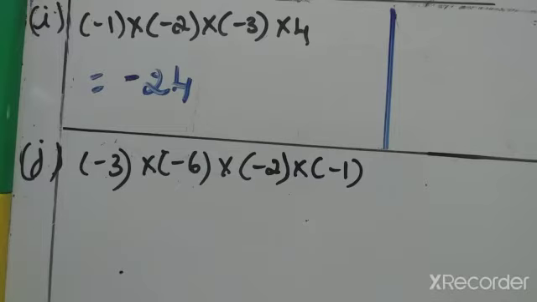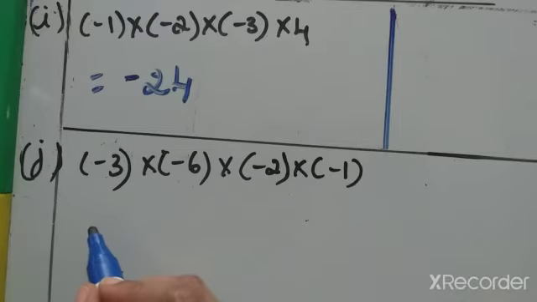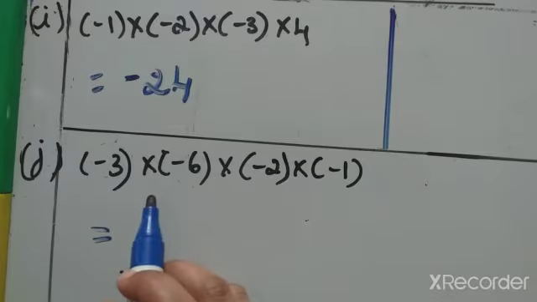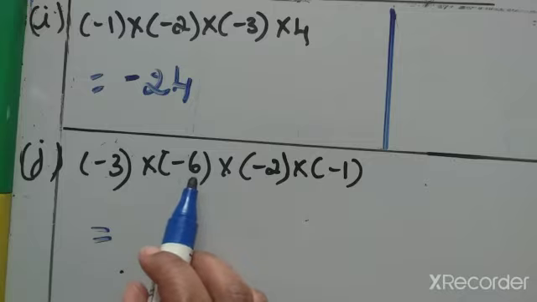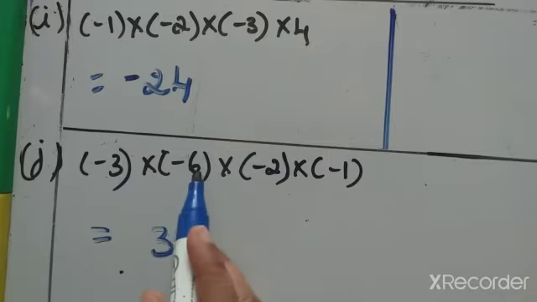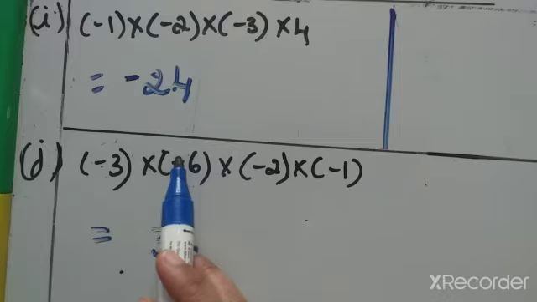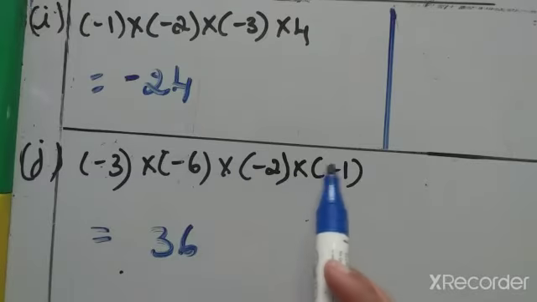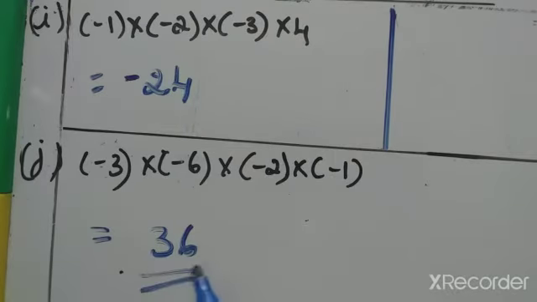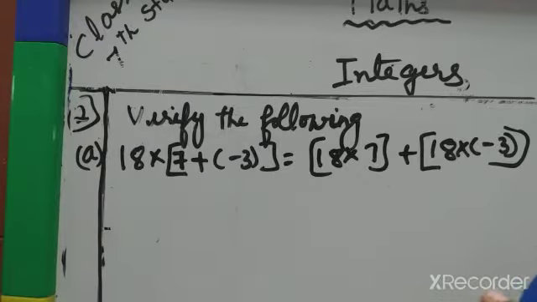Now (j): minus 3 into minus 6 into minus 2 into 1. Now multiply here, children. 3 6s are 18. 18 2s are 36. Now the symbols: minus into minus is plus. Plus into minus is minus. Minus into minus is plus. Answer is plus 36.